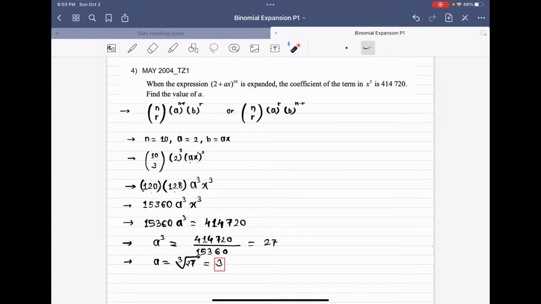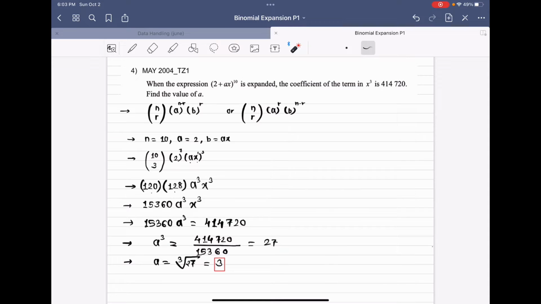May 2004, time zone 1. You need a calculator for this. When the expression (2 + ax) raised to 10 is expanded, the coefficient of the term in x raised to 3 is 414720. Find the value of a, that means this x coefficient. Whether it could be positive or negative, we have to find out that.